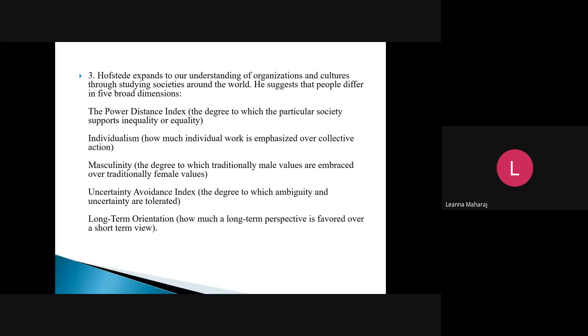Individualism, how much individual work is emphasized over collective action. Masculinity, the degree to which traditionally male values are embraced over traditionally female values. Uncertainty avoidance index, the degree to which ambiguity and uncertainty are tolerated. And long-term orientation, how much a long-term perspective is favored over a short-term view. So those were the 3 ways of looking at organizational culture.